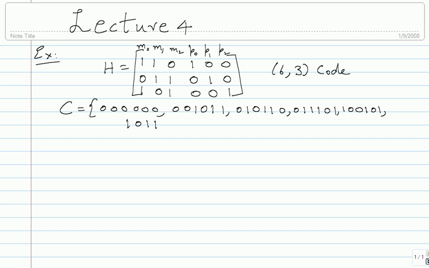101 will be 110. 110 will be 011. And then 111 will be 000. Okay? So you notice that's a quick way of writing it down. It's just a simple trick. If you're not comfortable with this, rewrite the generator matrix and just take all combinations of rows. That's another way of doing it. This will help you out in some cases.